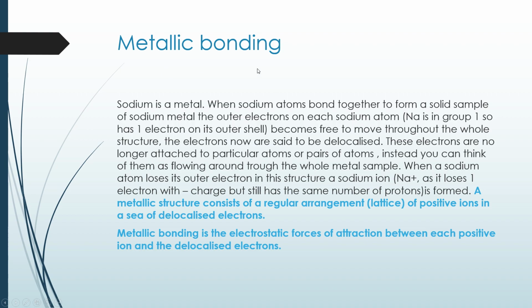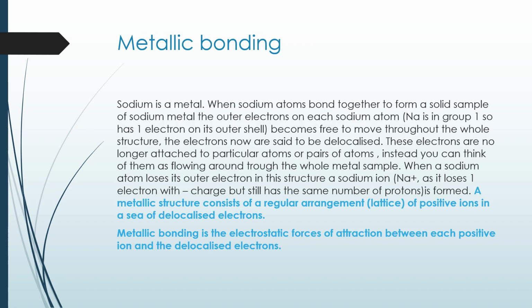These electrons are no longer attached to particular atoms or pairs of atoms. Instead, you can think of them as flowing around through the whole metal sample. When a sodium atom loses its outer electron in this structure, the sodium ion is Na+. As it loses one electron, it will have the same number of protons.